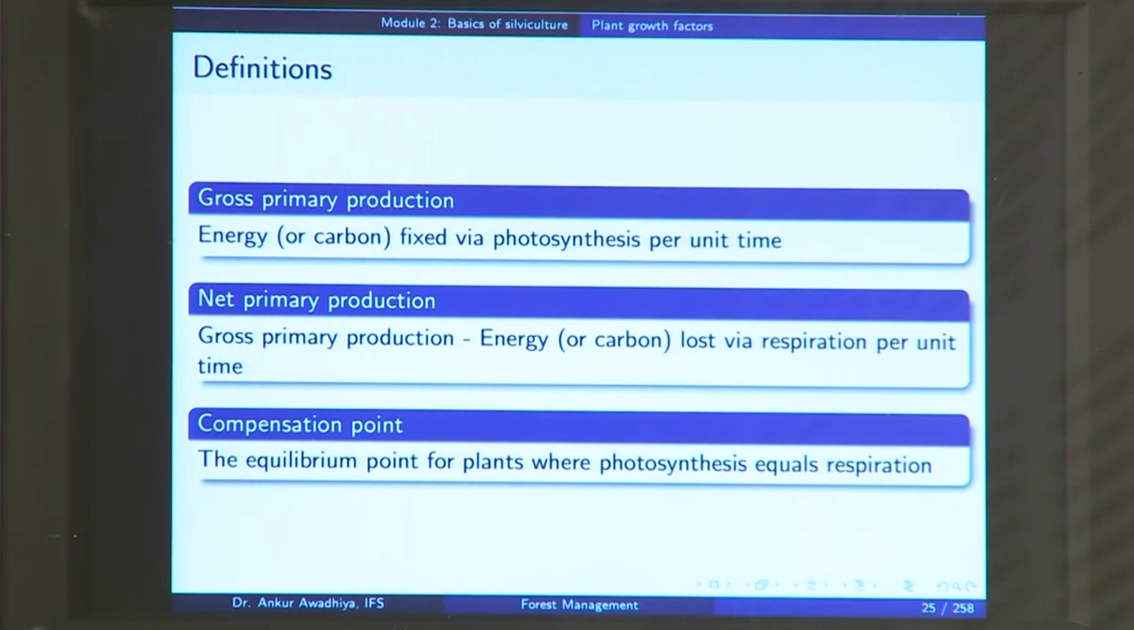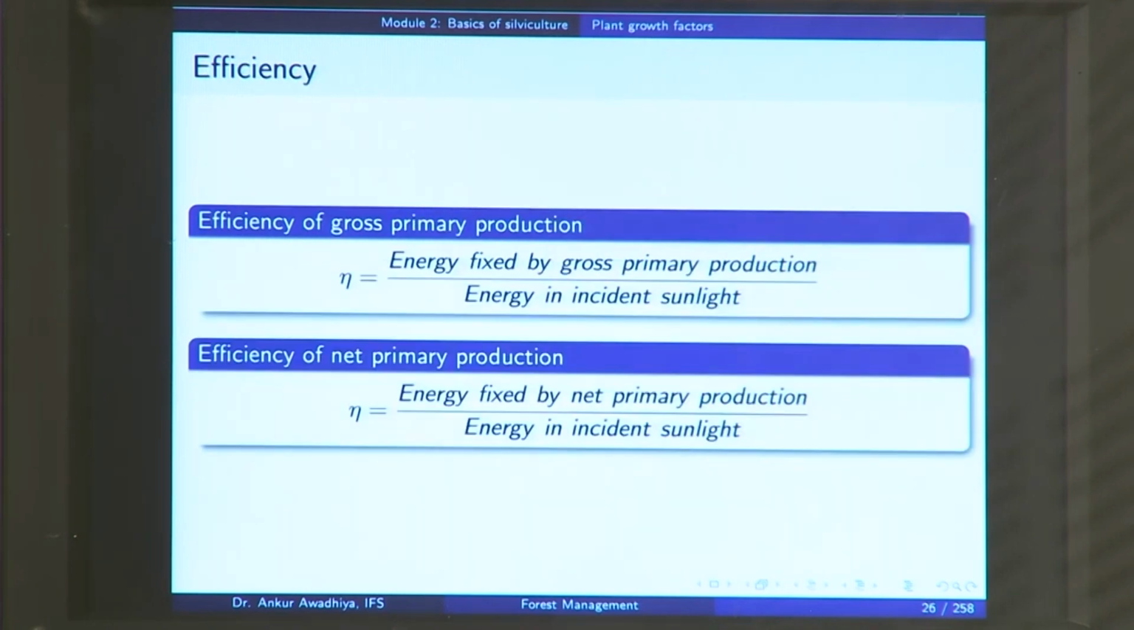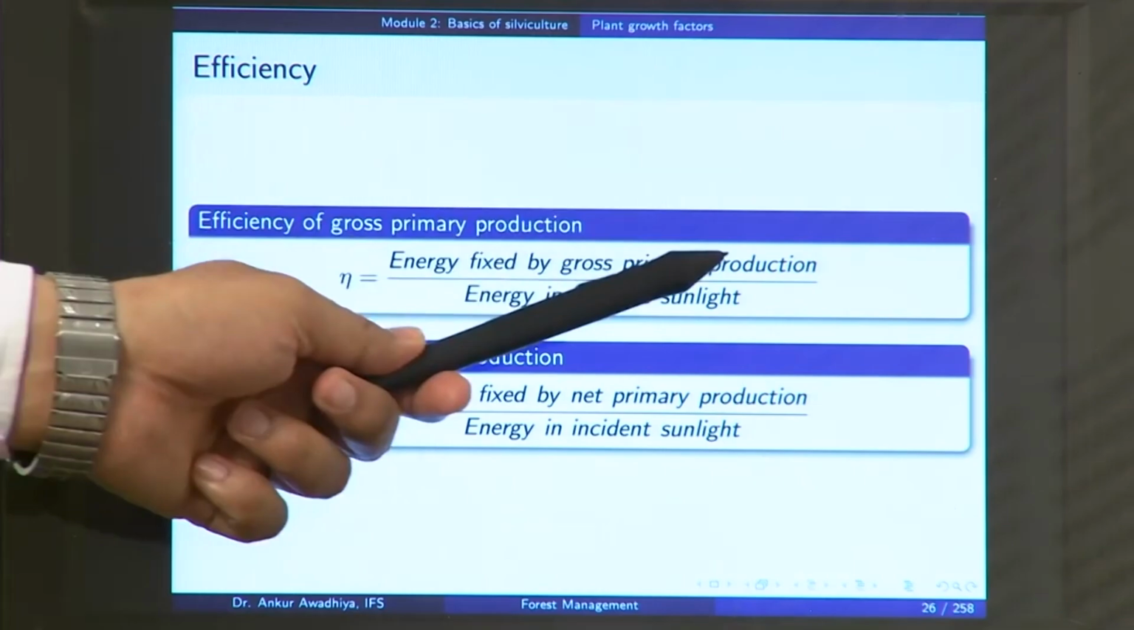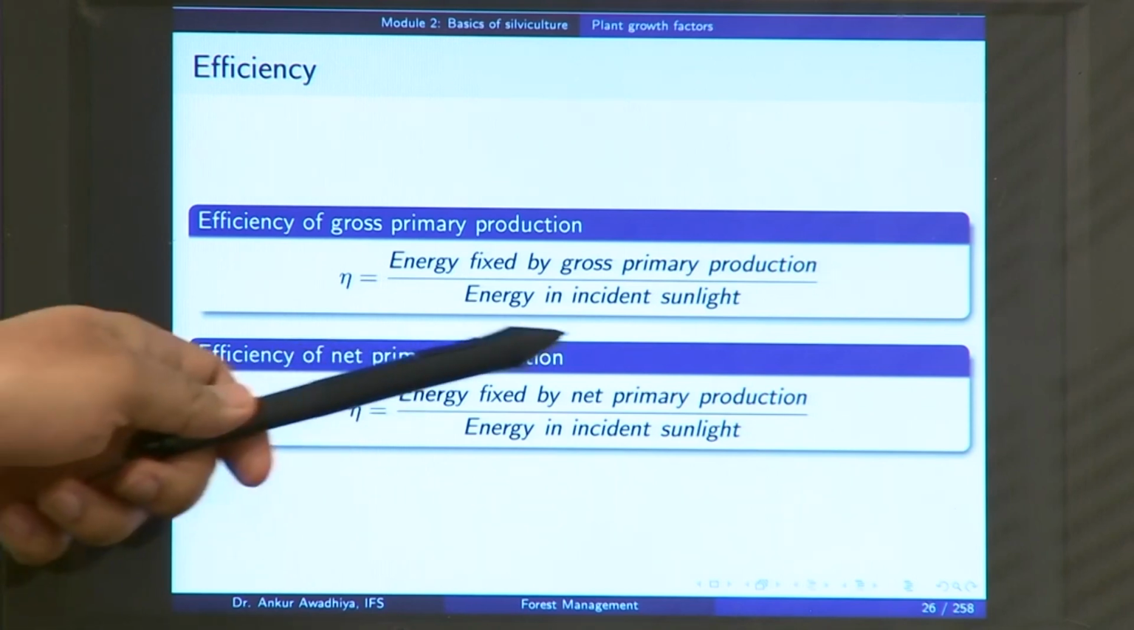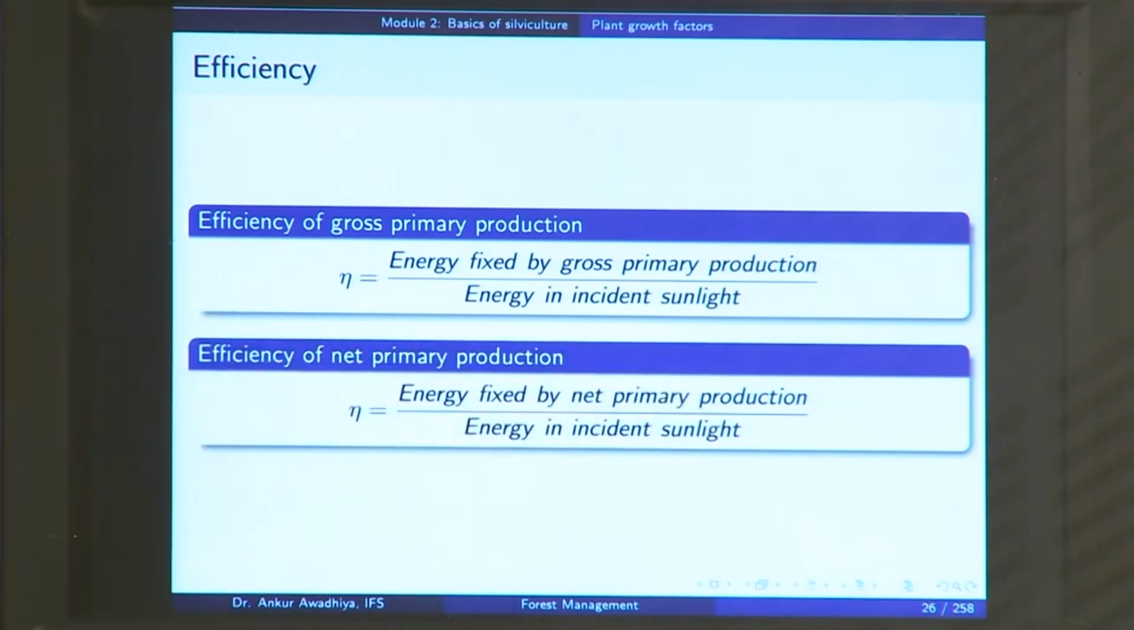Now, apart from production, we also define efficiency. So, efficiency is the amount of energy that is being fixed by the plants divided by the amount of energy that was present in the sunlight that the plants are using to convert carbon dioxide and fix it. So, we define efficiency of gross primary production as the energy fixed by gross primary production divided by energy in the incident sunlight, and we define efficiency of the net primary production as energy fixed by net primary production divided by energy in the incident sunlight.